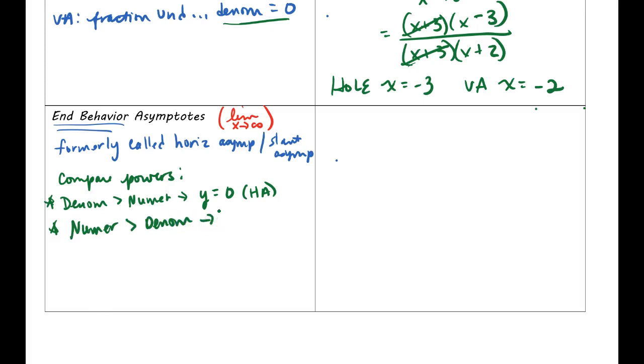These really stink because these are the ones where it will be a slant and you have to find the answer by doing long division. They're really terrible. I hate them. And then the other easy ones are if they're equal. If the power of your denominator equals the power of your numerator, then whatever the coefficients are is going to be your horizontal asymptote.